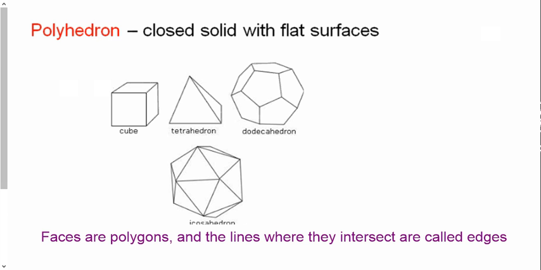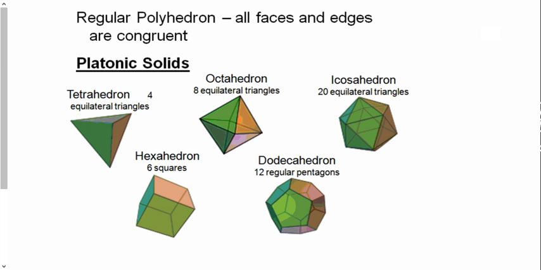A polyhedron is a closed solid with flat surfaces. So a cube, a tetrahedron, dodecahedron, icosahedron, all of those are polyhedrons. All the faces of these polyhedrons are polygons. Polygons are any closed surface with straight edges, and the lines where they intersect are called edges. So all these are edges. A regular polyhedron is where all the faces and the edges are congruent. So everything's the same shape, same size, same everything.